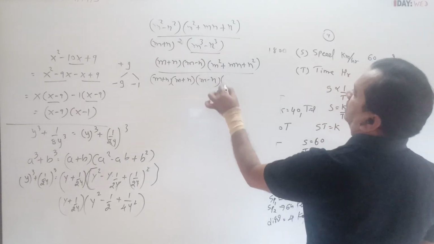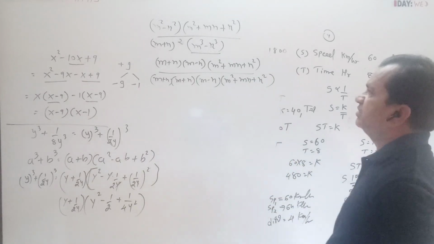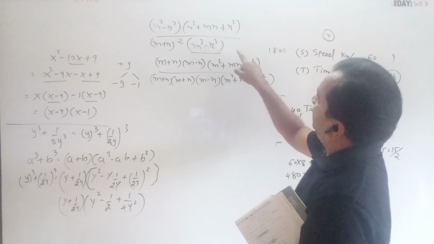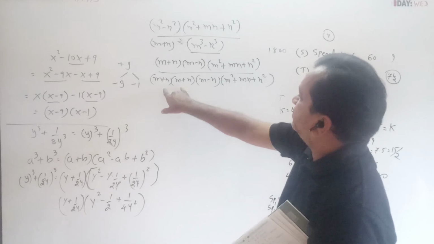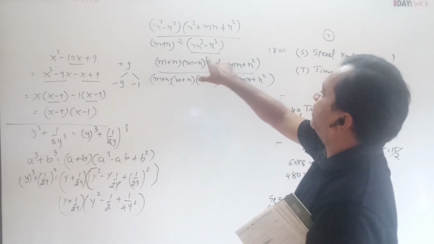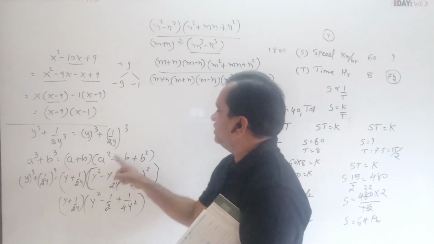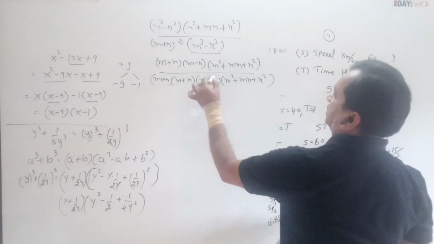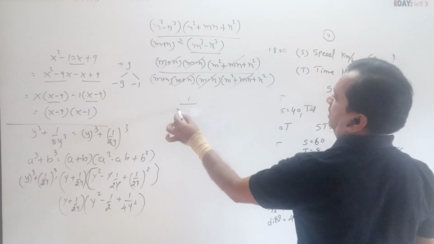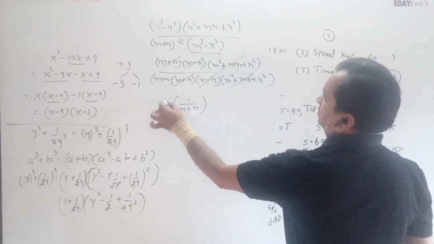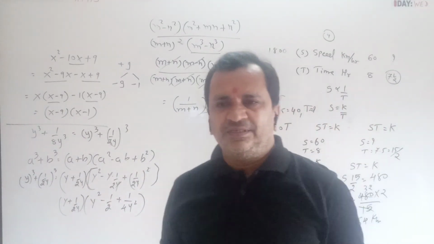This is m minus n, m square plus mn plus n square. See, this same I have written, this I have split up. A square minus b square means a plus b, a minus b. This I have split up means bracket square 2 times. And a cube minus b cube formula, here minus and here plus. So the same terms I will cancel. Only one remains, m plus n. This is the answer. Next question.